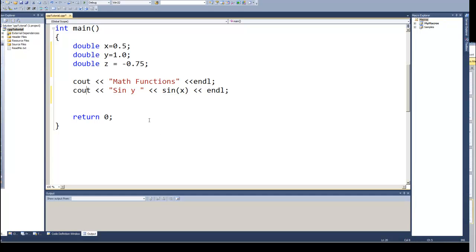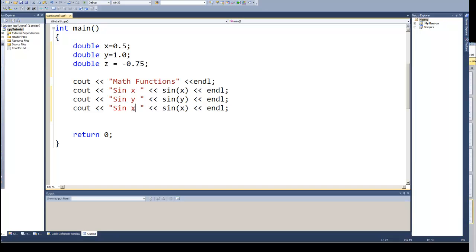I'd written sine y here. Let's change that to an x. And that should give us the sine of the value x. Let's copy that and do y, and also z, so our value of z, which is minus 0.75.